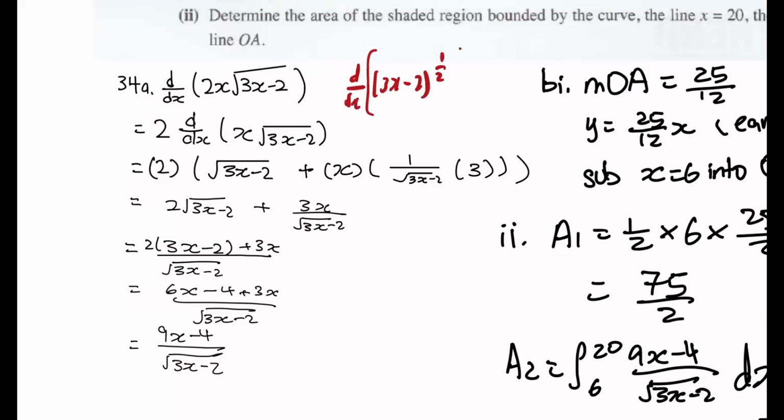You differentiate this, you bring down the power and minus 1. So you get half times 3x minus 2 to the power of -1/2, and then you times 3. Here, the power -1/2 means you can bring it down, so it becomes 3 on top. You're missing a 2 here. Right? You have this bracket. You're missing a 2 here.